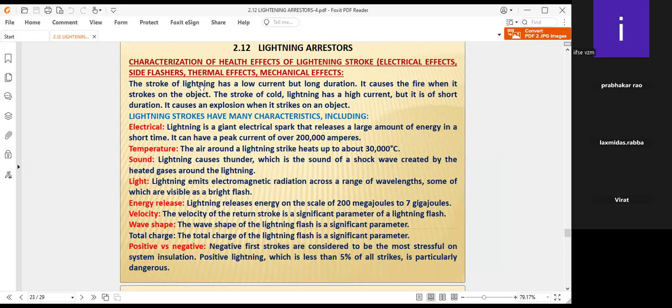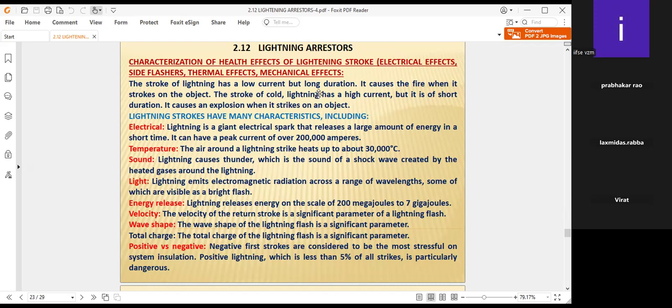The stroke of lightning may have a low current but long duration. It causes fire when it strikes objects, reaching the body or the object. The stroke of cold lightning has a high current, but it is of short duration. It causes an explosion when it strikes an object.